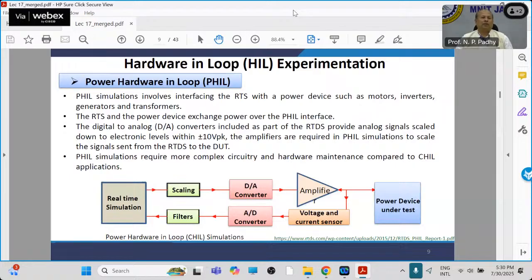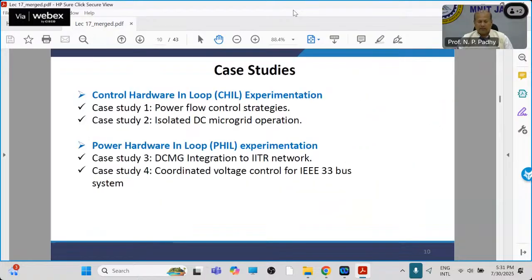Here we have a real-time simulation and we do the standard scaling, and then we have digital to analog conversion, and then you have an amplifier, then it goes to the device level. Then the feedback, instead of coming to A to D directly, comes through your voltage and current sensors, and then you filter a little bit and give it to the simulator.